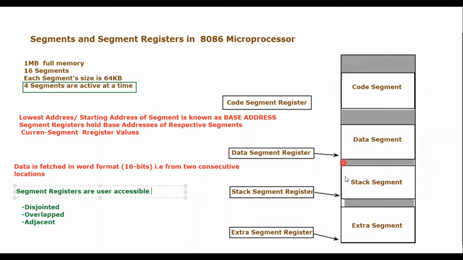So this is our complete memory, and in that memory we have selected only 4 portions. The remaining 12 portions are not selected, because in total there are 16 segments, but only 4 of them are selected, and those are known as the code segment, data segment, stack segment, and extra segment. The code segment is used to store the information related to the program, or you can say the program, or code, is stored inside the code segment.